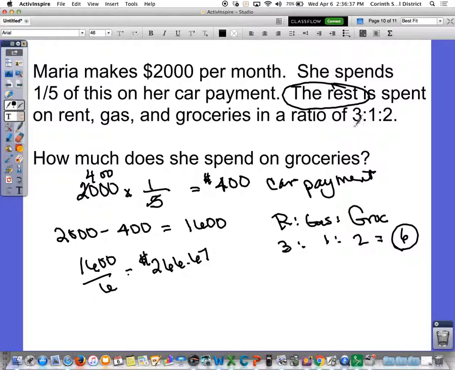So how much does she spend on groceries? So the groceries is 2 parts, so I'm going to multiply that by 2, and she spends approximately $533.33 on groceries. Okay, let's look at the next one.